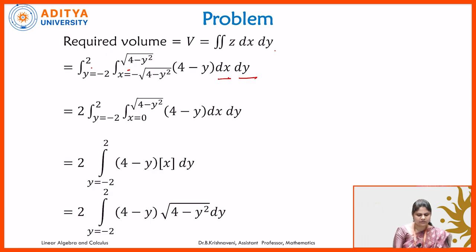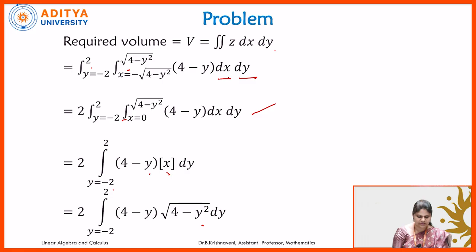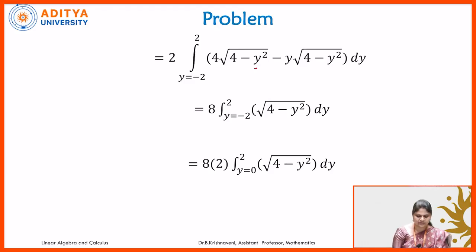So instead of y from minus 2 to 2, we can find this. Which is equal to 2 times the integral for y from minus 2 to 2 of (4 - y) times the integral of dx, which is x, substituting the upper and lower limits. The upper limit is root of (4 - y²), the lower limit is 0. Next we need to simplify. So the first term becomes 2 into 4 into root of (4 - y²), and the second term is minus y into root of (4 - y²) dy.